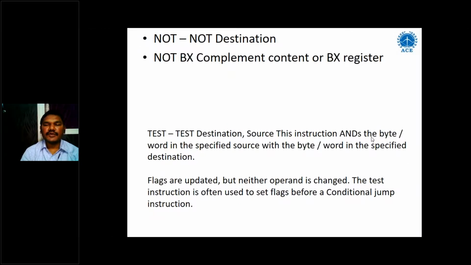This instruction performs the AND operation between a byte or word in the specified source and a byte or word in the destination. Flags are updated, but neither operand is changed. The operand contents will remain as they are, but flags will get affected. Next, the NOT operation means only one input, so NOT destination acts as both source and destination. NOT BX means the content of BX will get complemented.